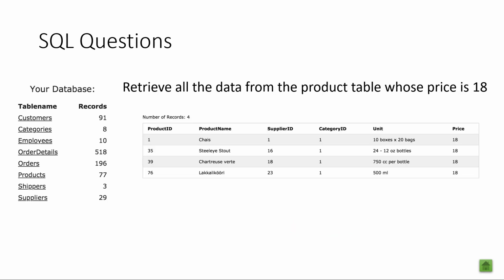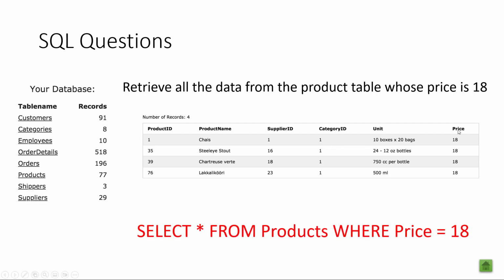Then retrieve all data from the product table, which you're looking at on the screen, whose price is 18. Now you're going to need a where command to do that. So you're going to select all from the products table. So select star from products where price, which is price here, equals 18.